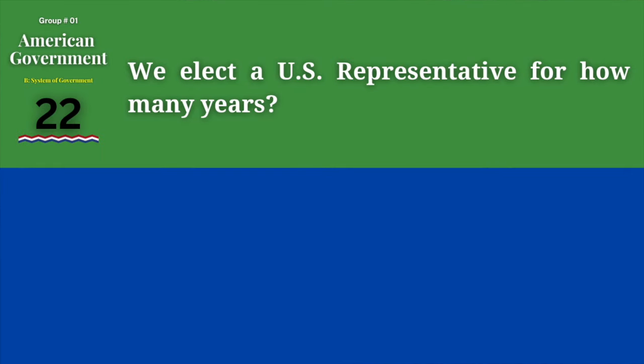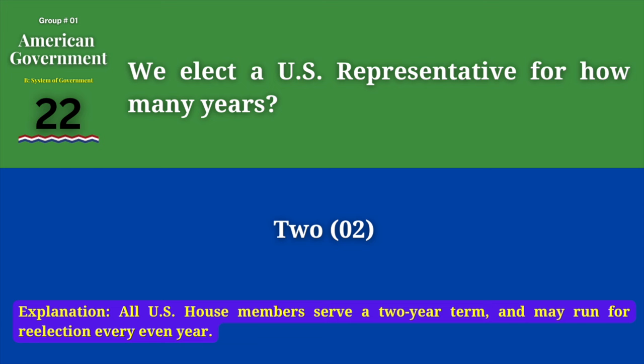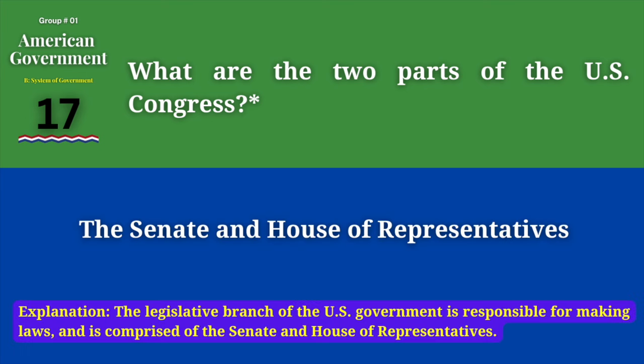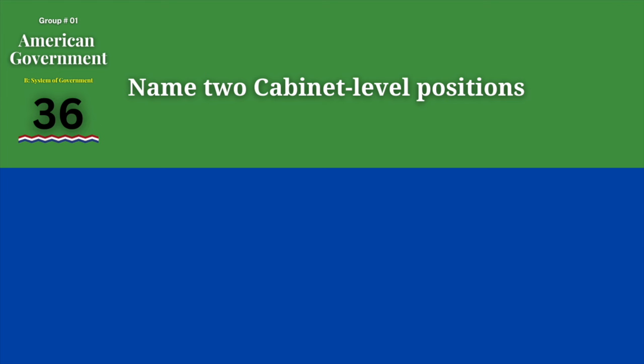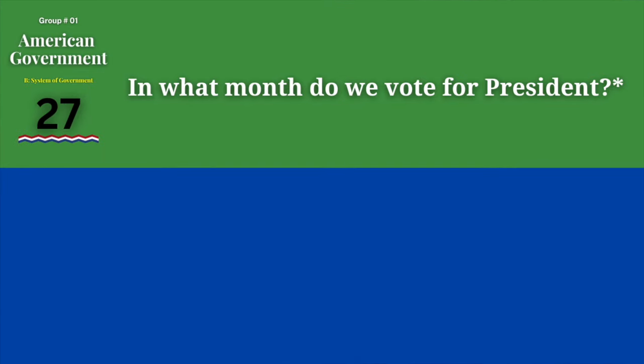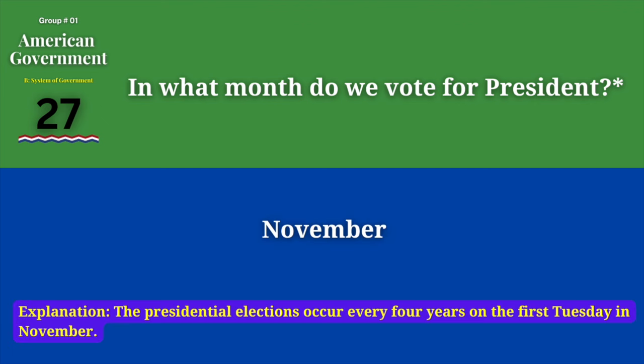We elect a U.S. representative for how many years? 2. What are the two parts of the U.S. Congress? The Senate and House of Representatives. Name two cabinet-level positions. Secretary of Defense. Secretary of Education. In what month do we vote for president? November.